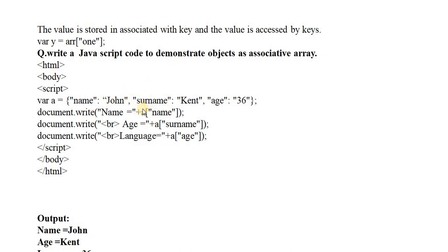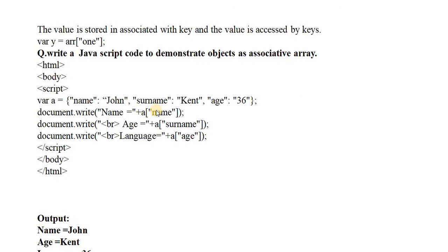Name is a key, John is the value, and here we print one by one these values by using a of property, means array in the bracket of a property, which is a string. Document.write name is equal to plus a of name. Document.write surname is equal to plus a of surname, and age is equal to plus a of age. Sorry, by mistake we printed age is equal to surname and language is equal to age. Here you take surname is equal to surname and age is equal to age.